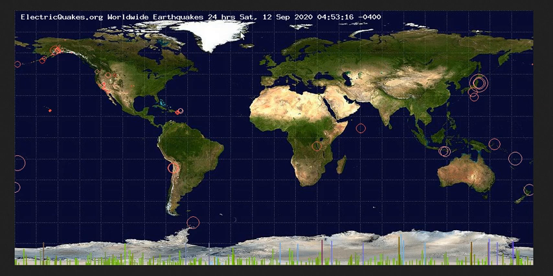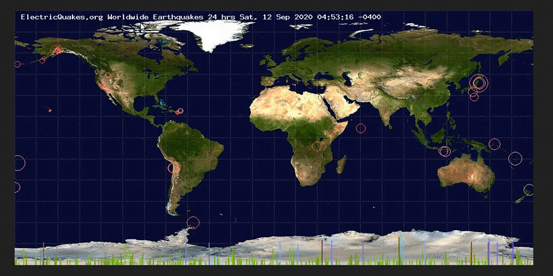So here we're going to discuss the new earthquake image system created on electroquakes.org, which displays earthquakes in an unusual and different way that adds to the understanding of the standard earthquake display. As you see across the top of the image, it says electroquakes.org, worldwide earthquakes. Electroquakes.org is, of course, the organization that hosts the website which produces these maps, and they're produced every few minutes.